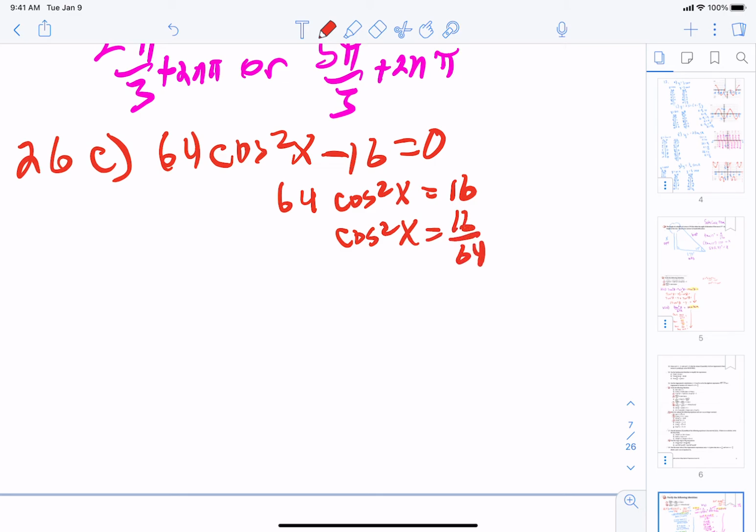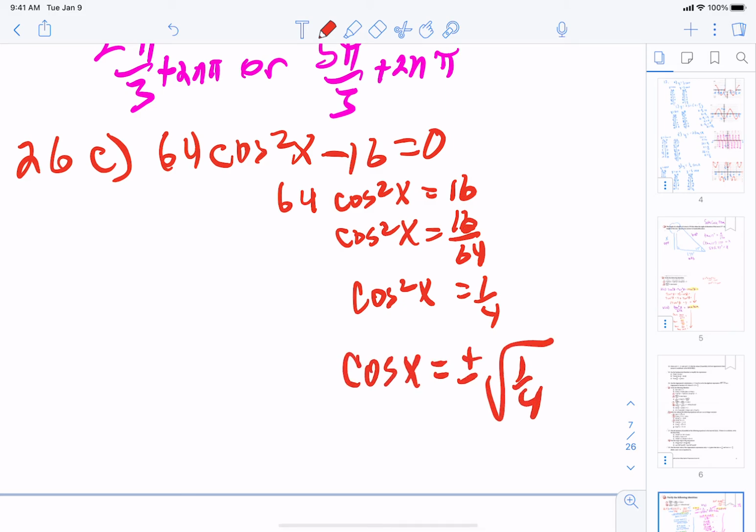Now, 16 goes into 64 4 times. So we get the cosine squared of x equals 1/4. Okay. Now, what do we do to get rid of the square? What gets rid of the square? Square root, right? Now, what do you have to put in front of a square root, though? Don't forget that, because that's going to give you more answers. If you forget it, you're going to miss out on some answers. So we're looking at where the cosine of x is plus or minus the square root of 1/4.